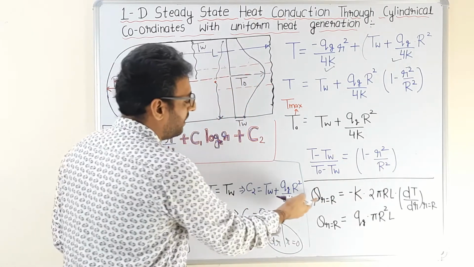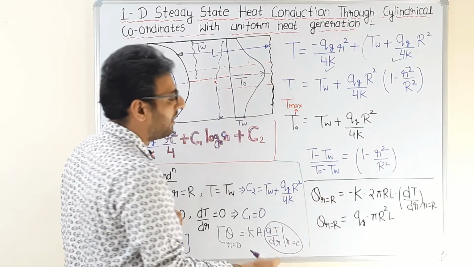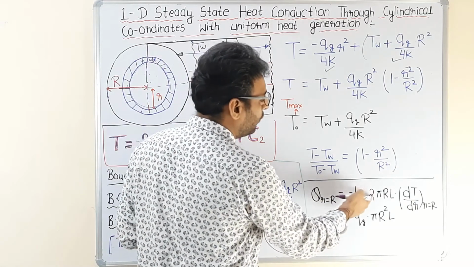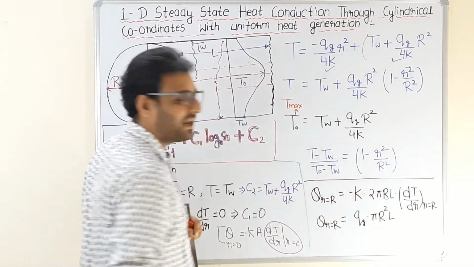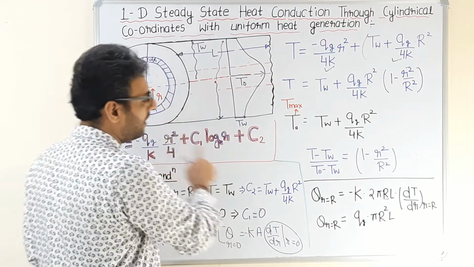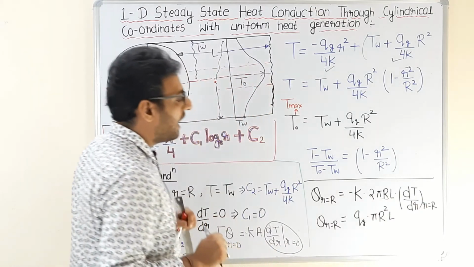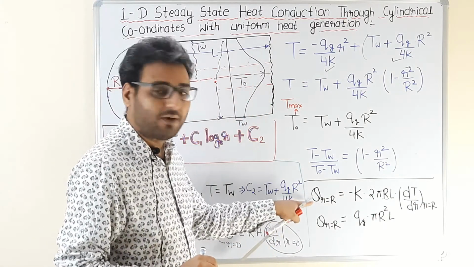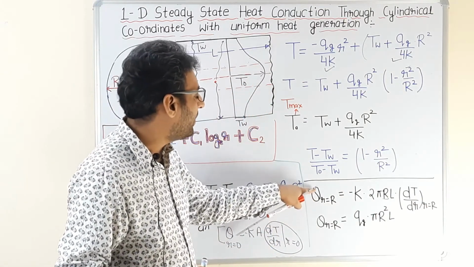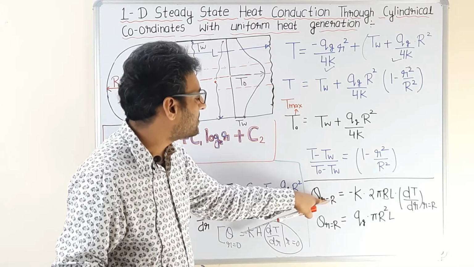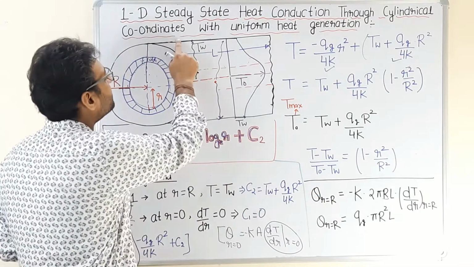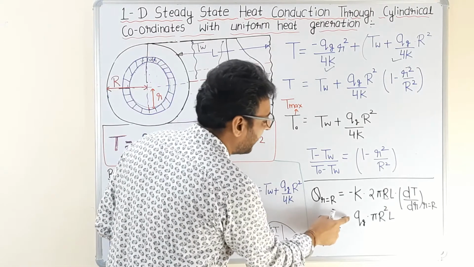So when we put r equals capital R, where capital R is the radius of the cylinder, we will get minus k 2 pi R L dT/dr at r equals capital R. Why am I determining the value of the heat transfer rate at r equals capital R, which is the surface of the cylinder? Because it is coming like this.